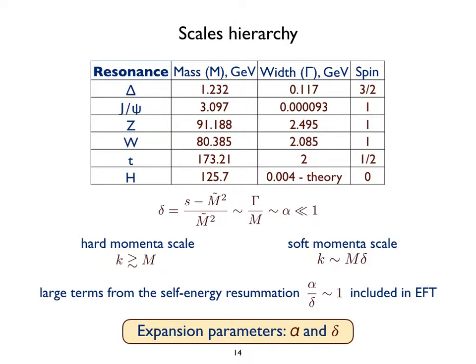In the underlying theory, the elastic cross-section is enhanced in the resonance region due to the factor delta in the propagator of the unstable particle near its mass shell.